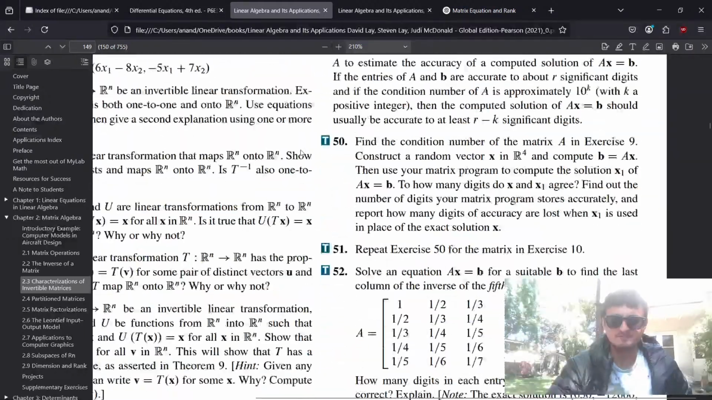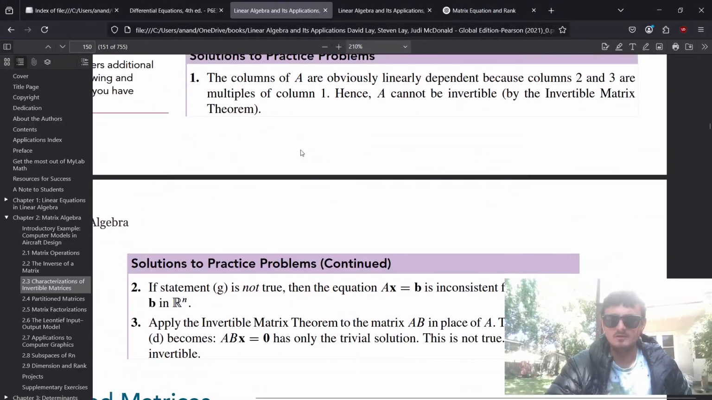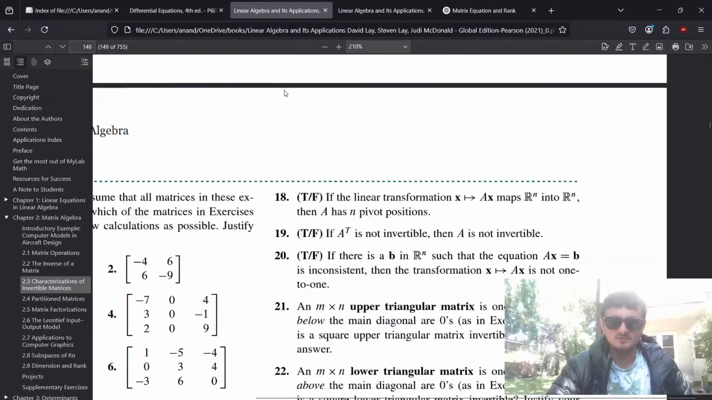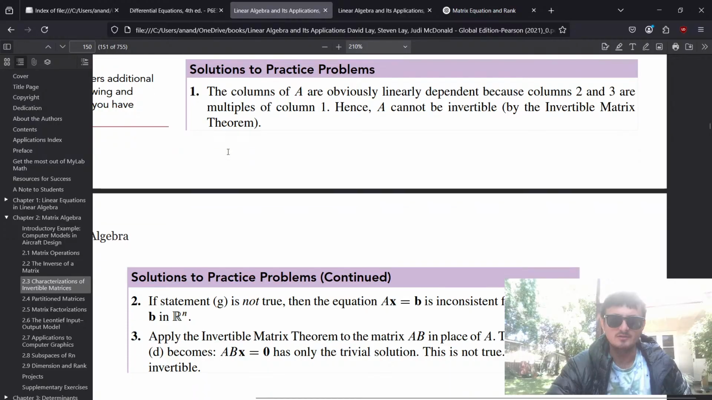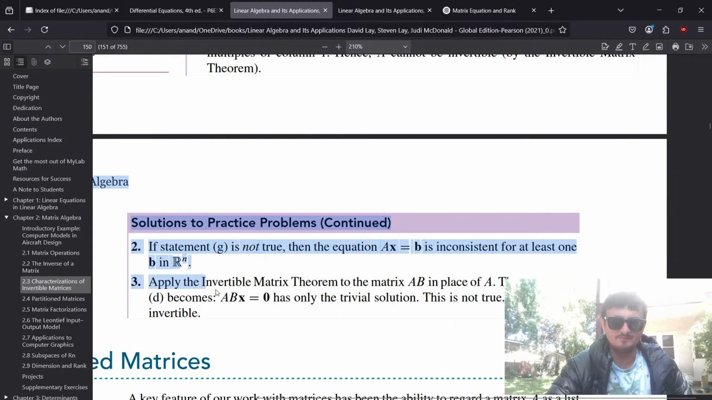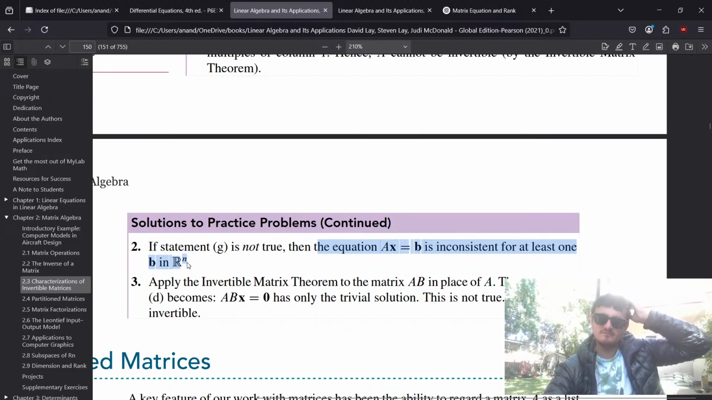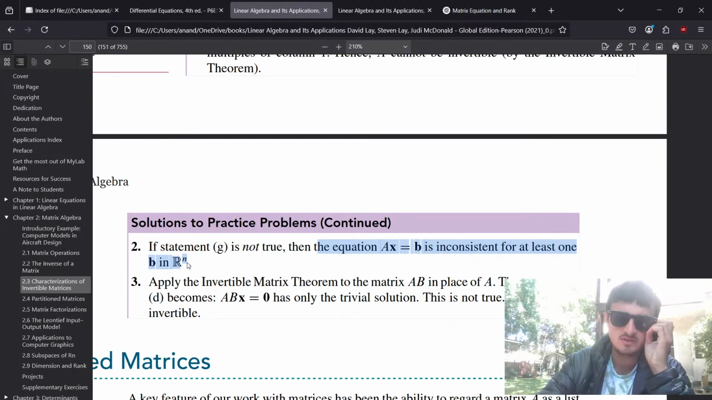Let's see. What was it for the first one? Oh, they're obviously linearly dependent. Yeah, that was that example. Okay. It's not invertible. Okay. See, yeah, but it all means the same stuff. Inconsistent for at least one B.